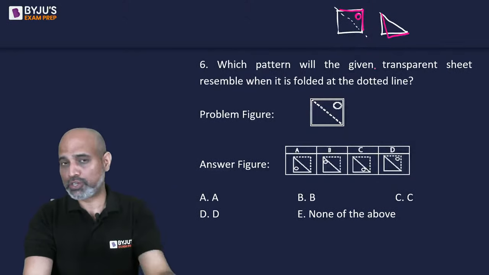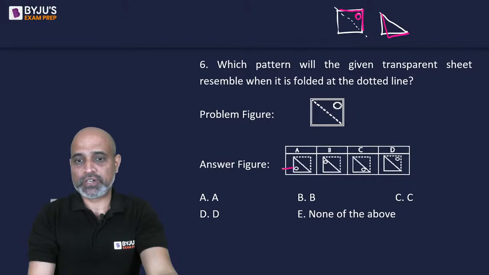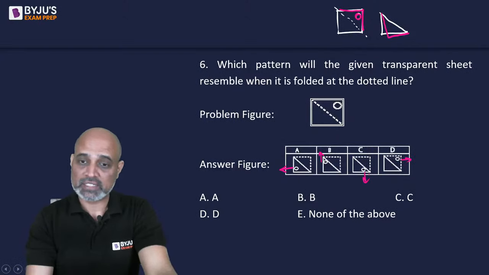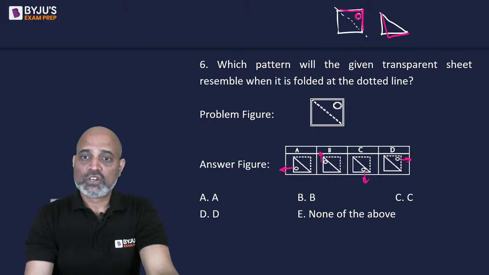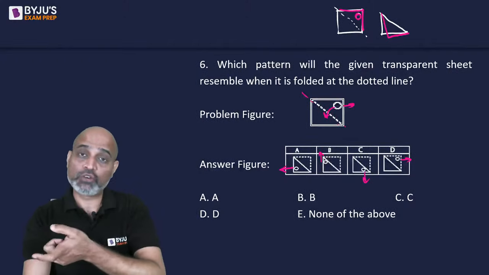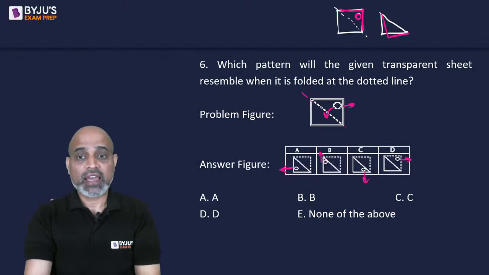So where should it lie? Should it lie towards the west? Should it lie towards the north? Should it lie towards the south? Or should it stay there? Which out of these four options makes sense? Since it is towards the east side, when you fold it diagonally, it will treat the folding line as a mirror image, and this is going to be where?